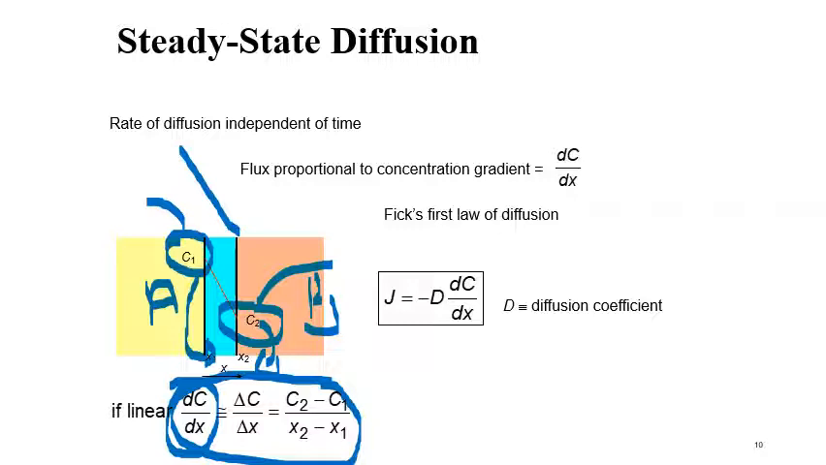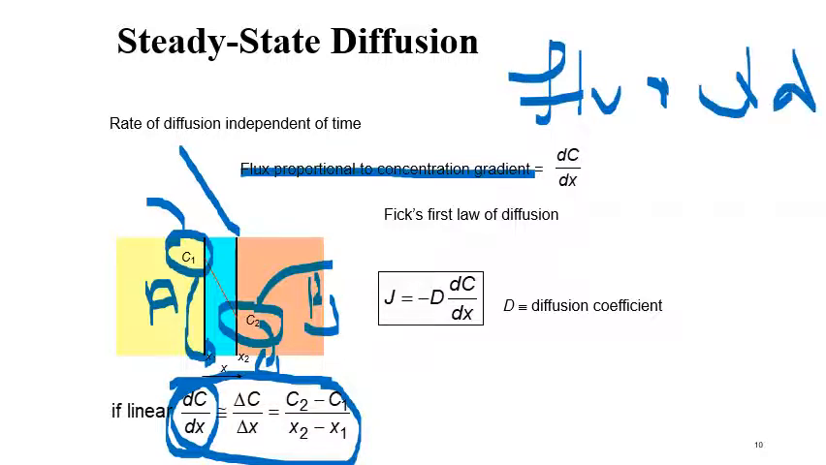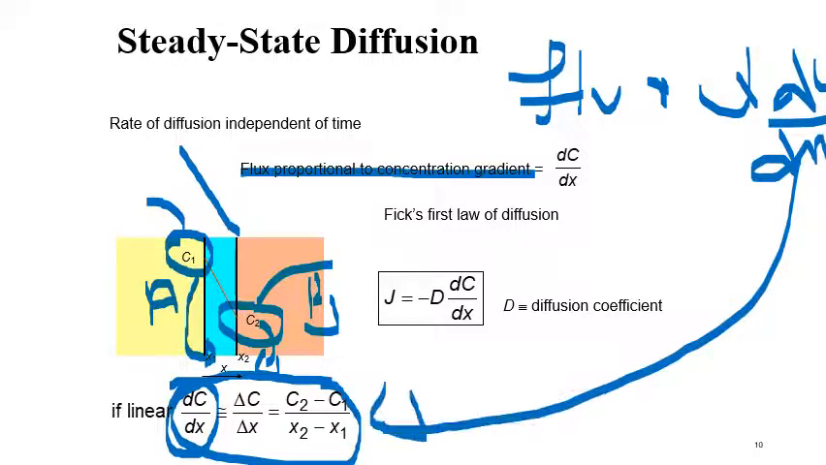Okay, so now what the first law says is that the flux of atoms which are moving is proportional to the concentration gradient. So we say the flux is directly proportional to dC/dx. What is dC/dx? dC/dx is nothing but the concentration gradient.